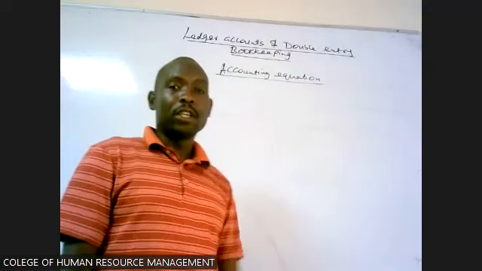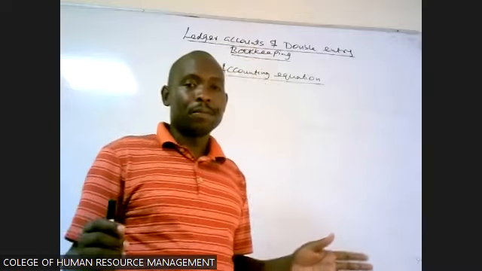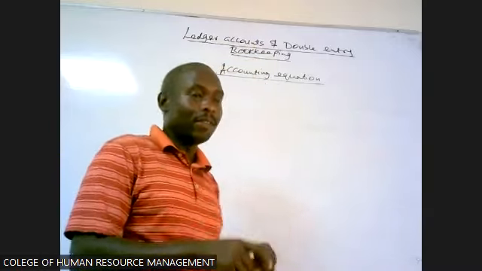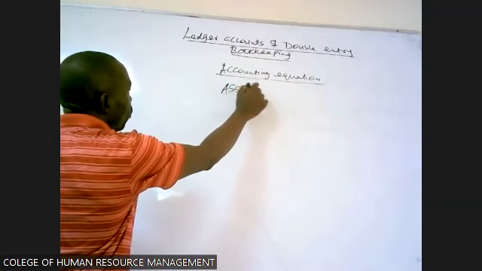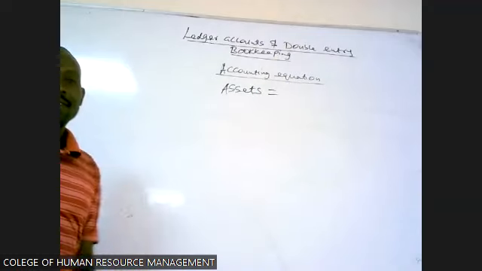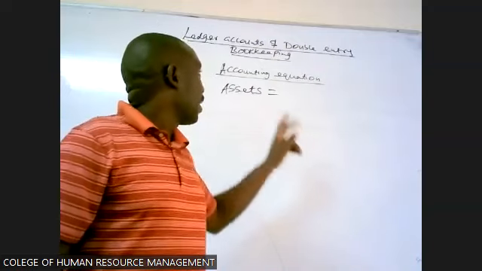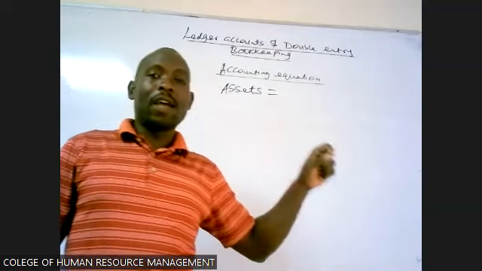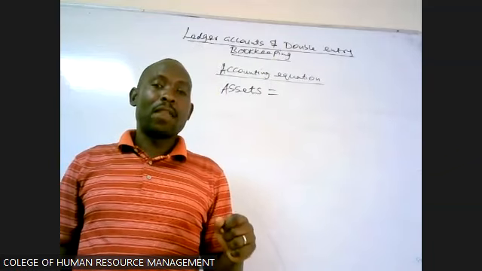So the accounting equation. The accounting equation is simply an expression that relates two parts. On one side, we have these items in the business that we normally refer to as the assets. Assets are those resources that are owned by the business.